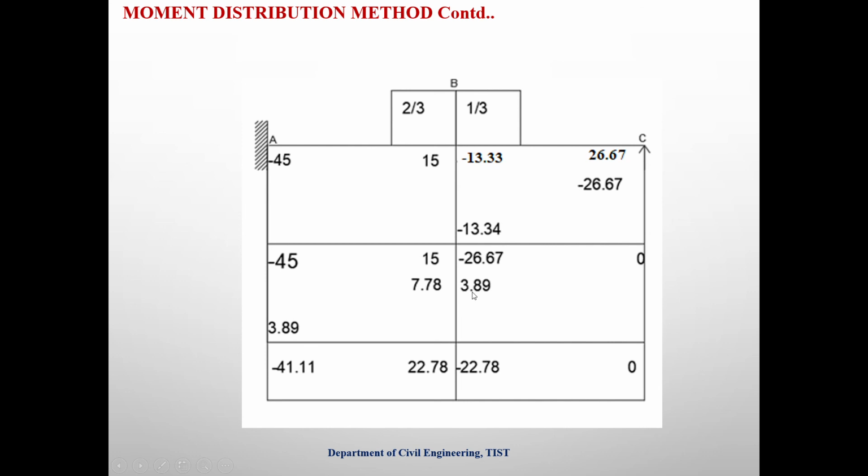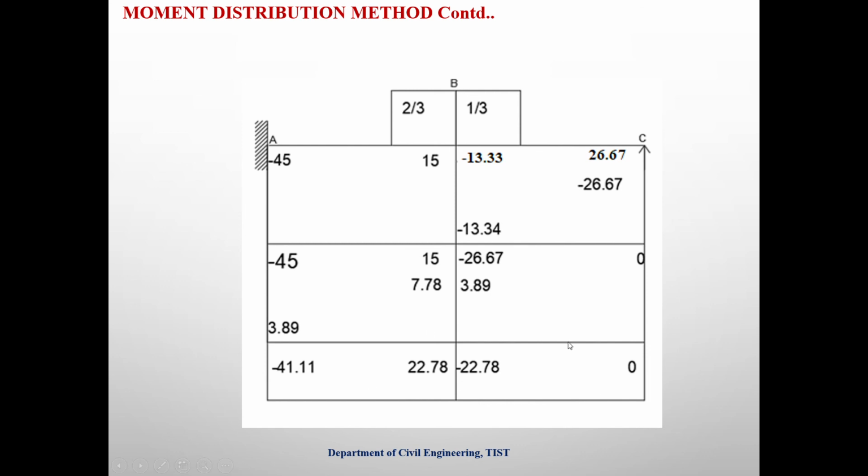When we apply these moments, if the far end is fixed, there should be some carryover. Here the far end is not fixed, it is a simply supported one, that means there should not be any carryover. After this carryover step, find out the sum. Then we will get minus 41.11, 22.78 and minus 22.78 and 0. Then check. Support A is the fixed one, so there should be some moment. Support C is a simply supported one, that means the moment should be equal to 0, and the moment is 0. Then at the joint B, the total moment should be equal to 0.